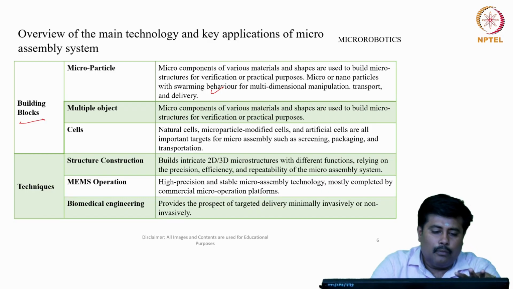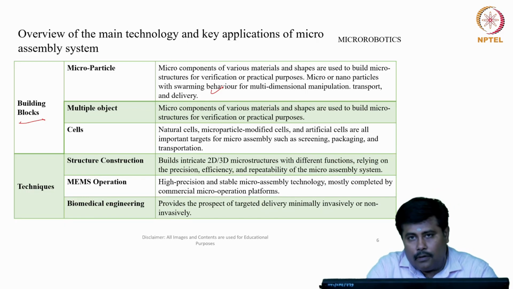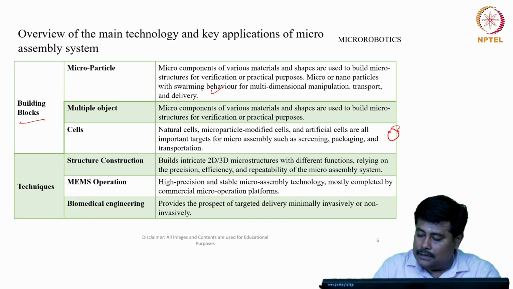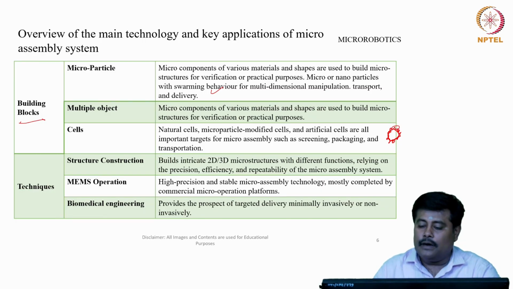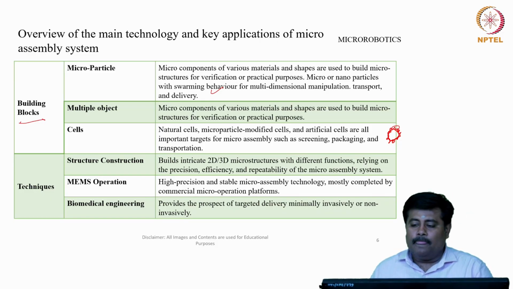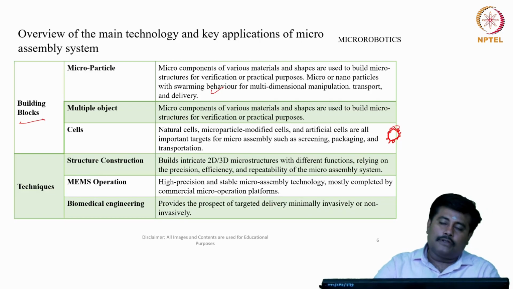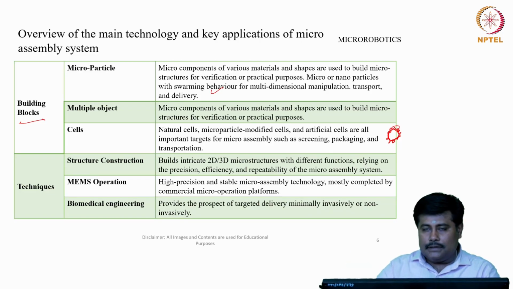Now when we talk about the cells, there are wide varieties of cells out there, like natural cells or microparticle modified cells, which means we have a cell structure completely encapsulated with a microparticle so that it can cater to the appropriate micro manipulation. Then there are artificial cells, which are an important target for micro assembly, such as screening, packaging, and transportation related applications. These are the primary building blocks for any micro robotic system, catering towards the micro assembly concept of micro robotic systems.